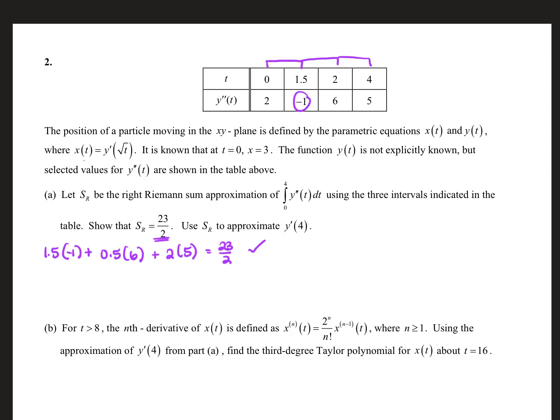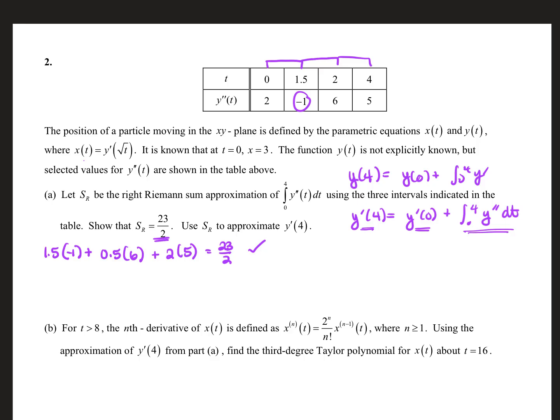We want to use this to find y prime of 4. So let's think, y prime of 4 would equal y prime of 0 plus the integral from 0 to 4 of y double prime. Kind of the same formula we used for position. You're going to do the initial position and the change in position. Here, you're looking for a certain acceleration, so you use the original acceleration and the change in the acceleration.